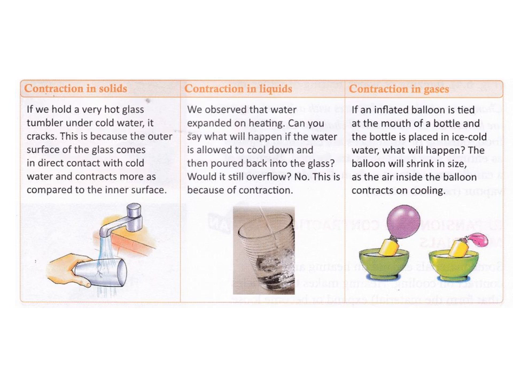Now comes contraction of gases. If an inflated balloon is tied at the mouth of a bottle and the bottle is placed in ice cold water, what will happen? The balloon will shrink in size as the air inside the balloon contracts on cooling. So this is how contraction of gases takes place.